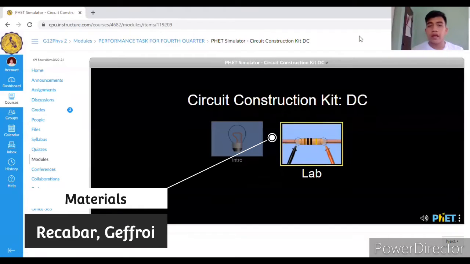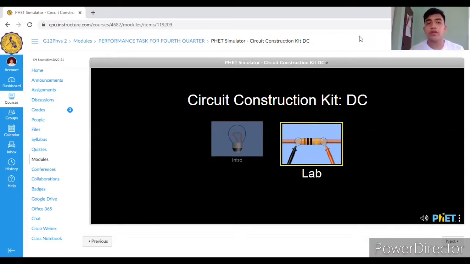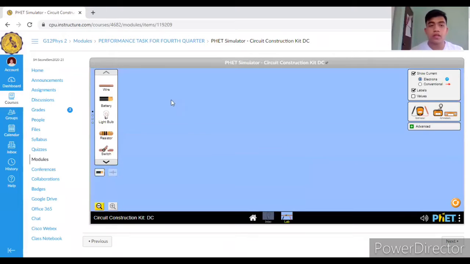Good day. I'm Geffroi Recabar and I'm assigned to present the materials for this performance task for the fourth quarter. In this experiment, we are going to use the FET Simulator Circuit Construction Kit DC, in which we are going to pick the lab. Given the materials here, we must follow the procedure so that we can perform the laboratory experiment right.